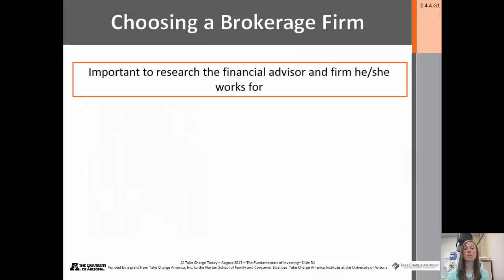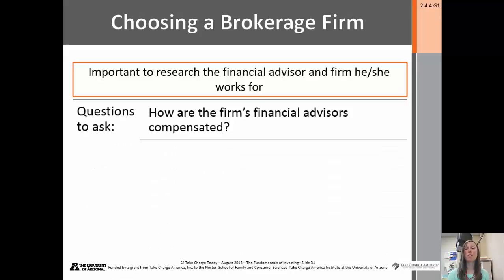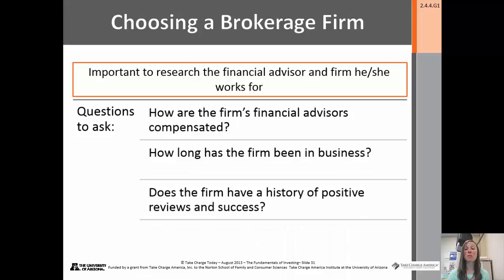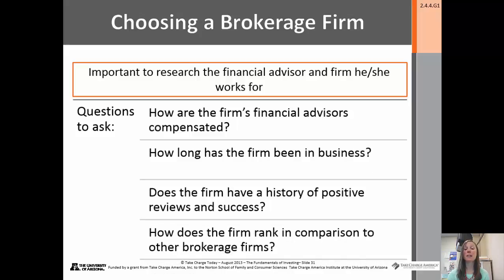It's important to research the financial advisor and firm you work for. Some questions to ask are: how are the firm's financial advisors compensated? How long have they been in business? Does the firm have a history of positive reviews and success? And how does the firm rank in comparison to other brokerage firms?